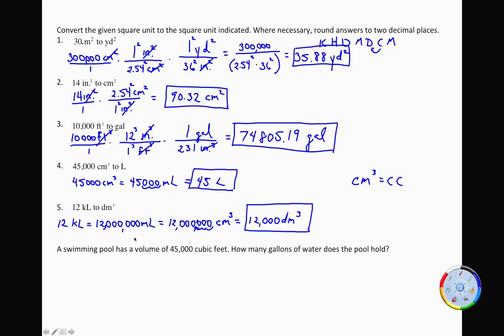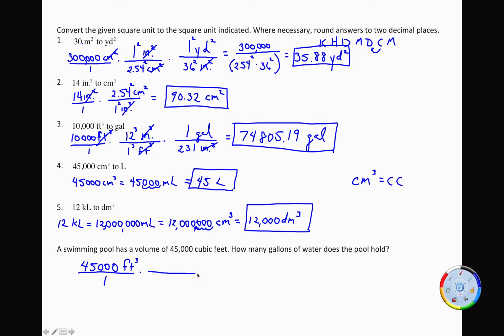What about this one? A swimming pool has a volume of 45,000 cubic feet. How many gallons of water does the pool hold? Oh, well, that's just a conversion. Convert cubic feet to gallons, which we did right here. So I'm going to do the exact same thing, except we're 45,000 instead of 10,000. So 45,000 cubic feet.